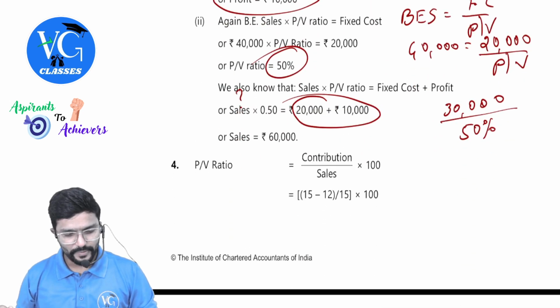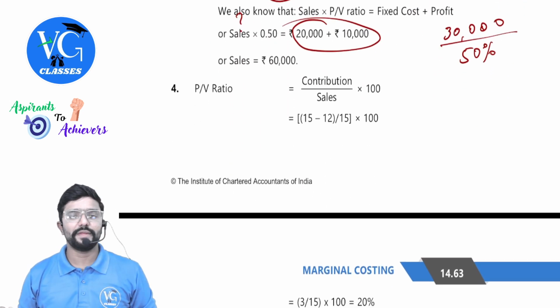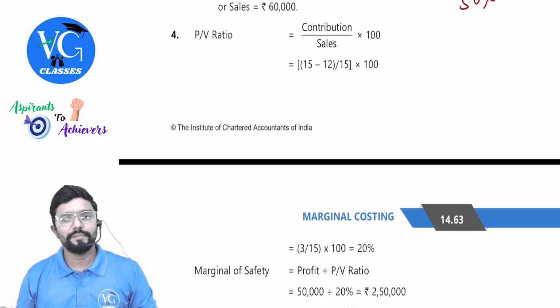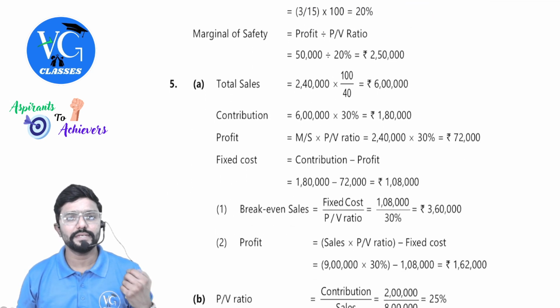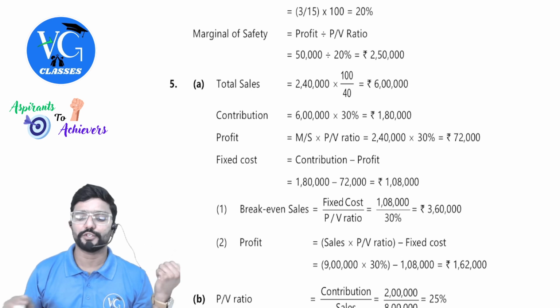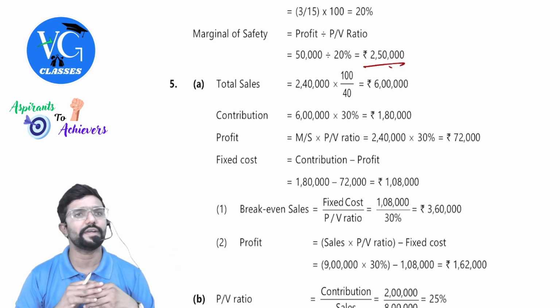Yes. So first you will calculate PV ratio, guys, which is 3 by 15. You will get 20%. Margin of safety, profit by PV ratio, which is equal to 2 lakh 50.